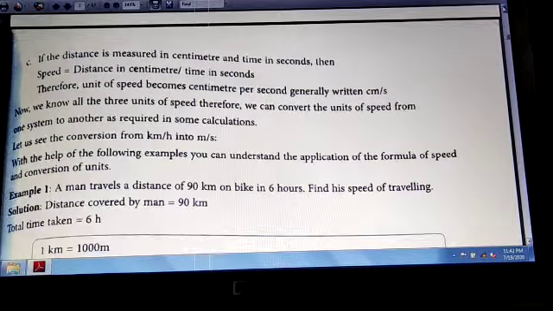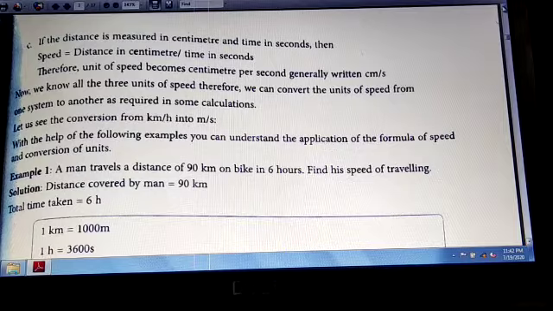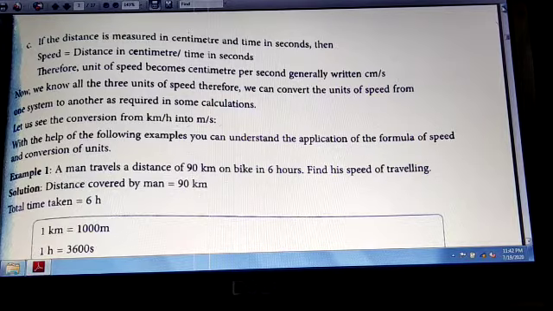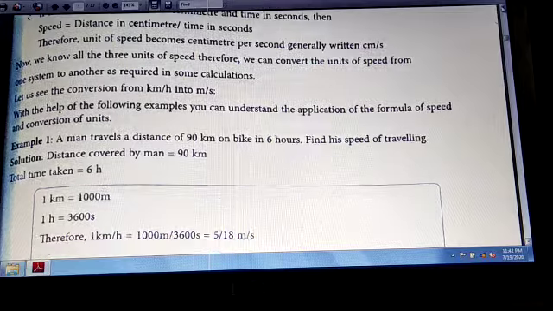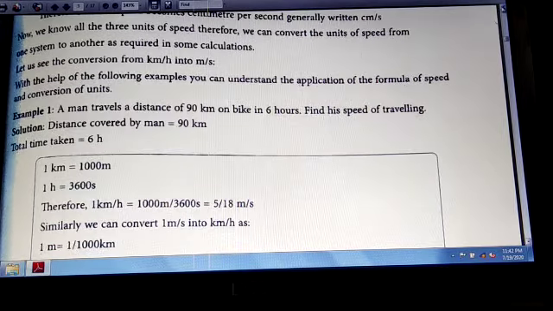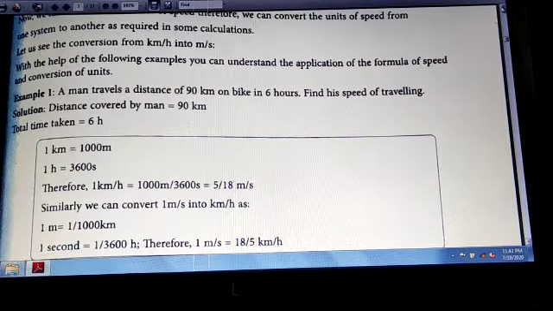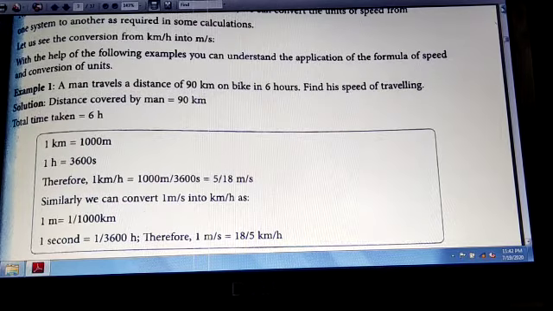So you should know the conversion from a smaller unit to bigger unit and from bigger unit to smaller unit. Now all the three units of speed we can convert from one system to another as required in the calculations. Now first calculation is conversion from kilometer per hour into meter per second. So you can see one example is given here to explain this calculation.